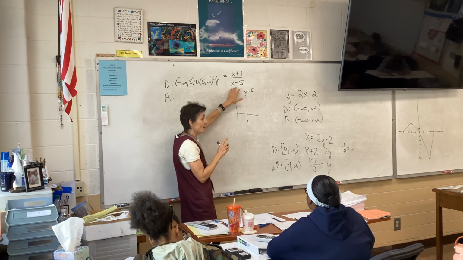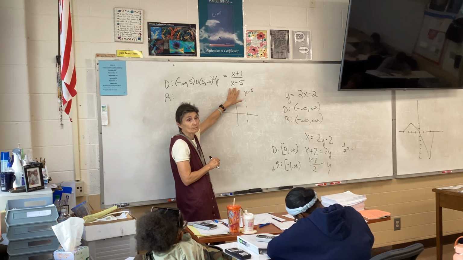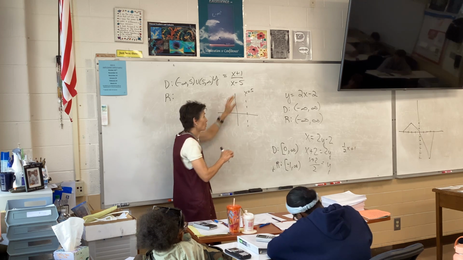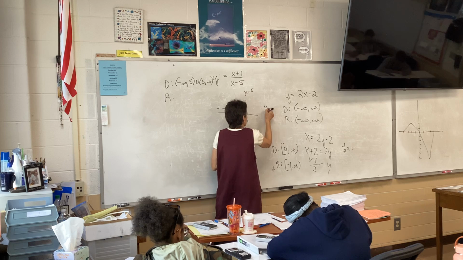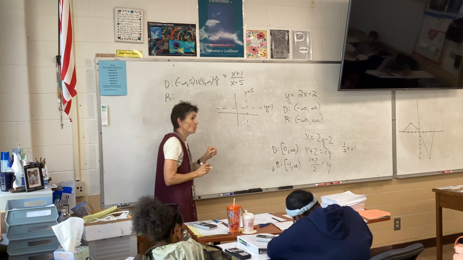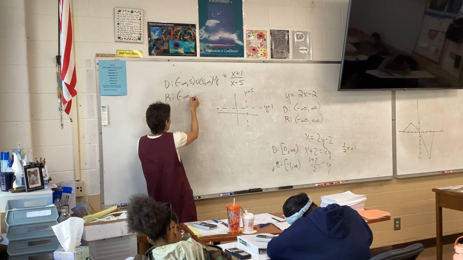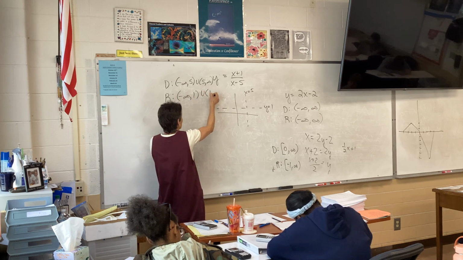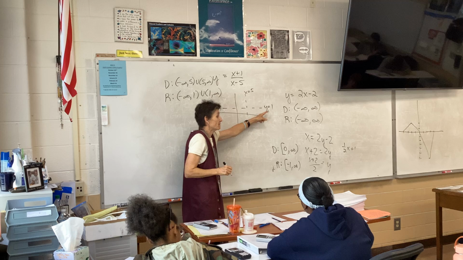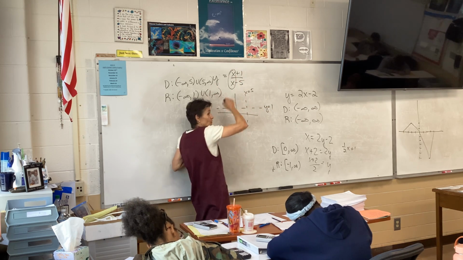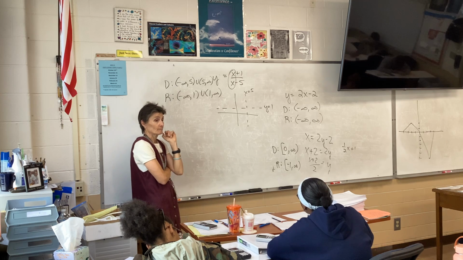Does this one have a horizontal asymptote? It does. Where is it? 1. If you are an asymptote, you cannot be. So your range is everything except 1, because y can't be 1. That's your asymptote. Remember that whole trick right there? That's your asymptote.